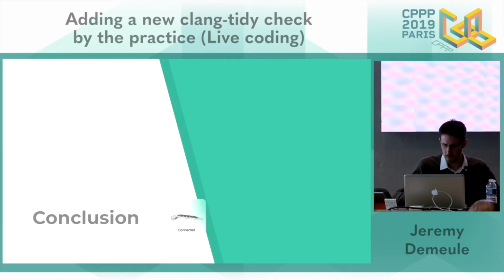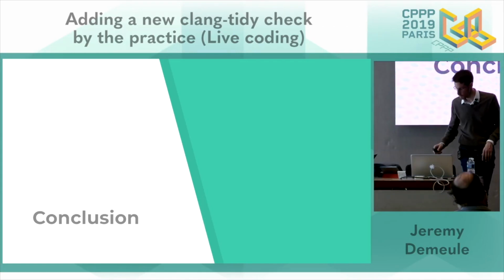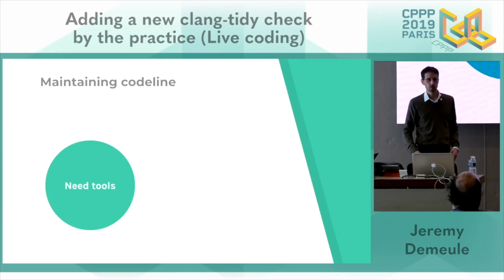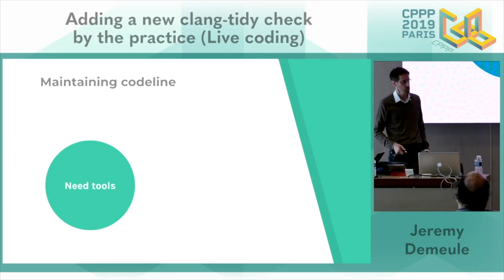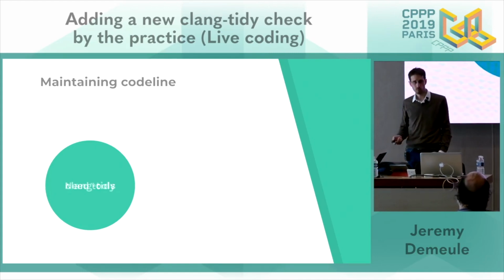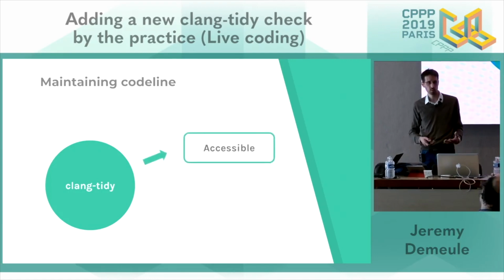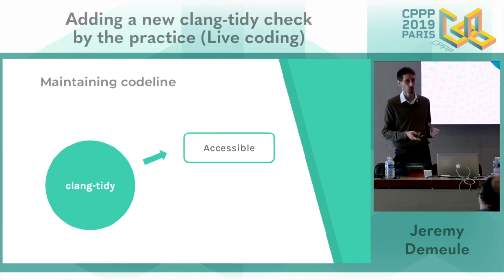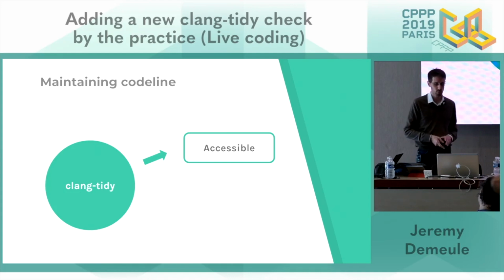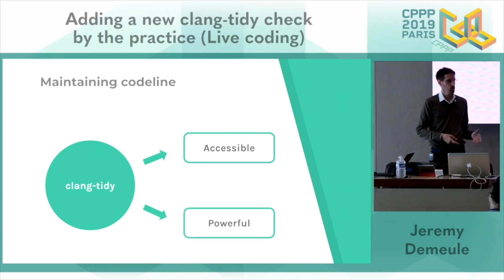And as a conclusion, it is possible to maintain codebases, especially big codebases, but we need tools. And inside those tools, we have Clang Tidy, which is very accessible. In one hour, I've been able to add a new check, and not a trivial one. It's not perfect, it's not finished, but it's a good start. And it's very powerful. We are limited only by our imagination.